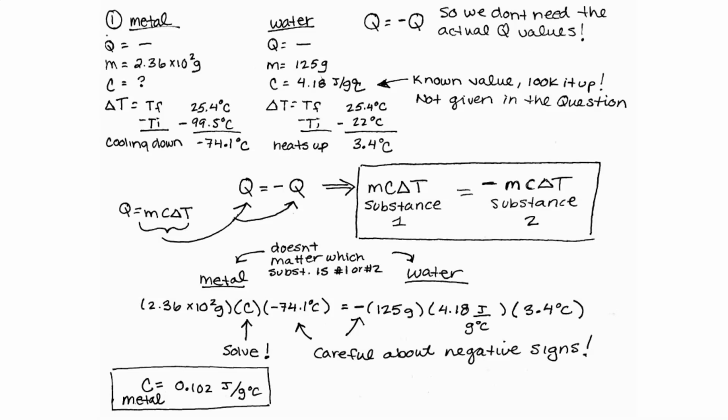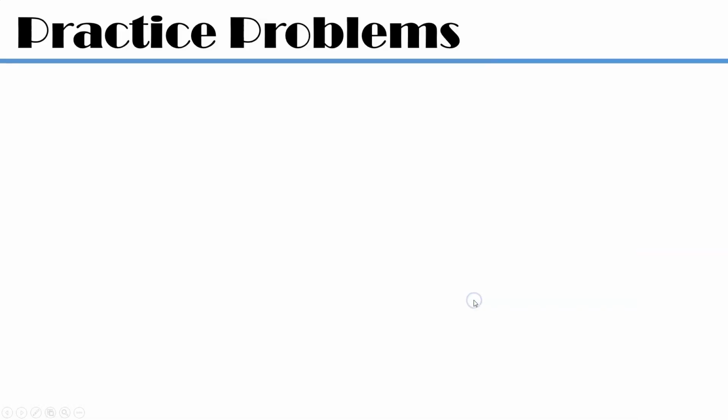Sometimes you may calculate your C value, and then I may ask you to go look at a table of specific heats and figure out what metal it was. That's what you'll do in your lab. You'll calculate a specific heat, you'll compare it to some known values, and you'll be able to figure out what that unknown metal was. All right, let's do another one.